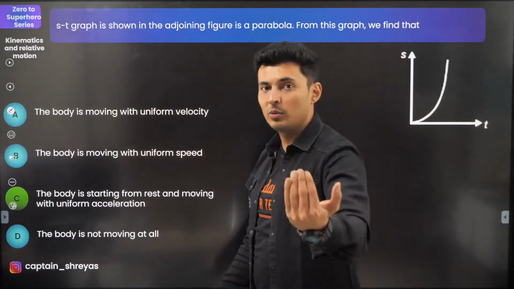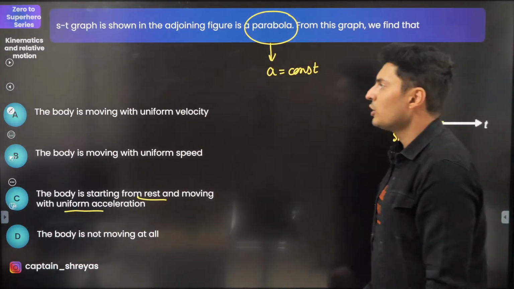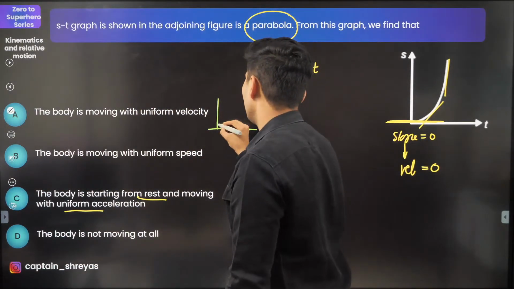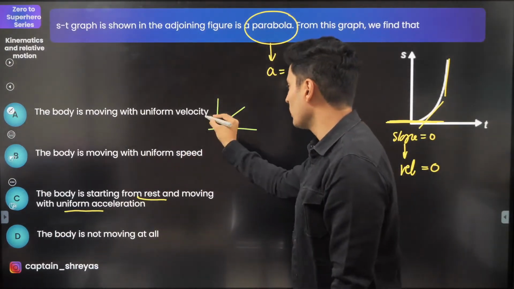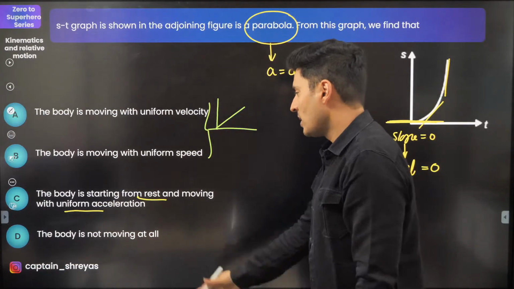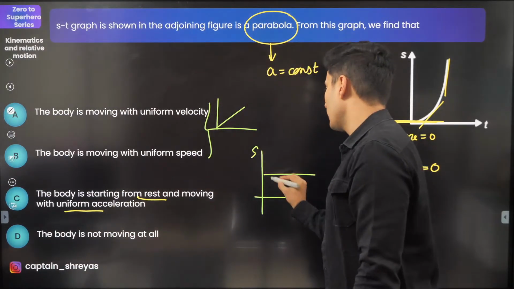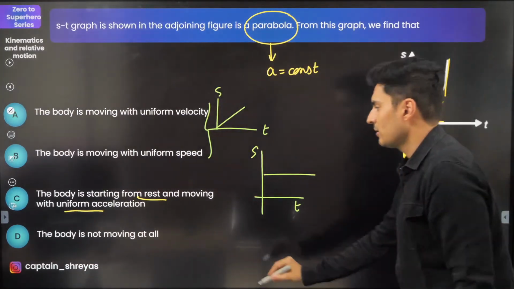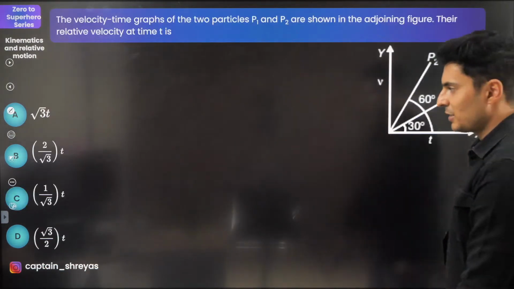You have to take the clues, take the hints. Body is moving with uniform velocity? No. If it was moving with uniform velocity, guess how the graph would be? It would be like this. Body is moving at uniform speed, same thing. Both of them will have the same kind of graph. Body is not moving at all, then the graph will be like this. These are all displacement versus time. Cool. Shall we move ahead to the next one?